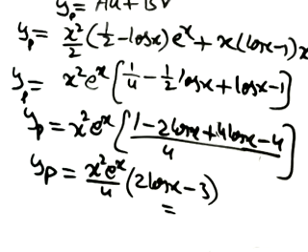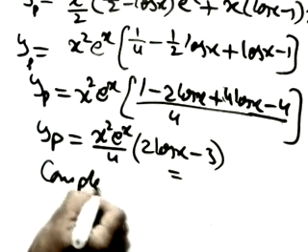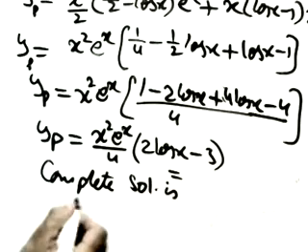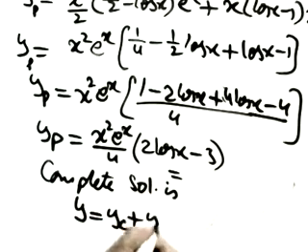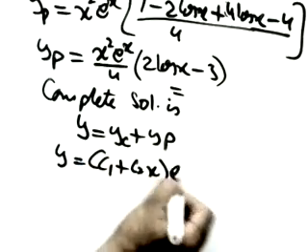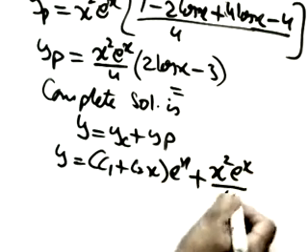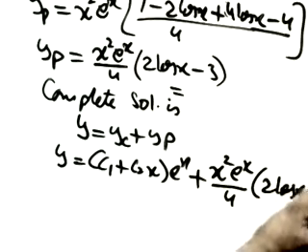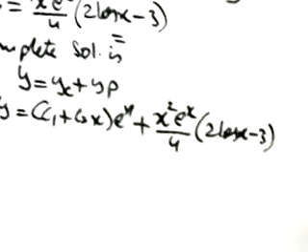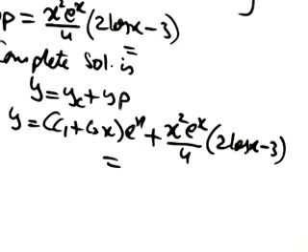Now the last step is the complete solution. For the complete solution, we write the particular integral plus the complementary function. Therefore the complete solution is y = yc + yp. We already got yc previously: c1 + c2·x into e^x, plus yp, which is x² e^x/4 into (2 log x − 3). So this is one more question we have done.